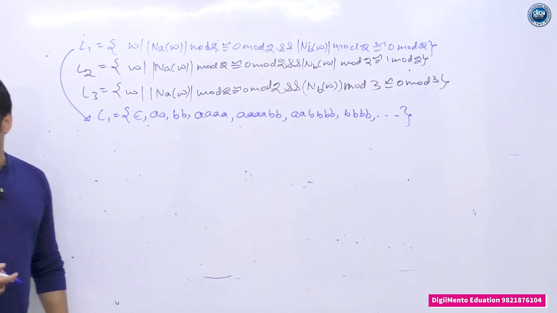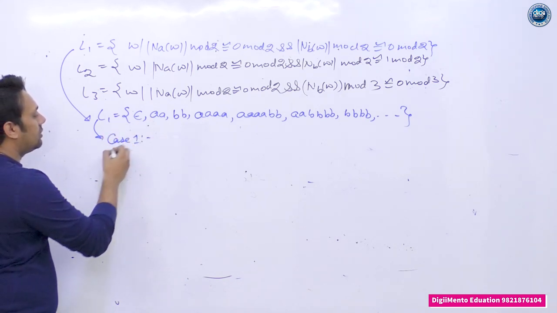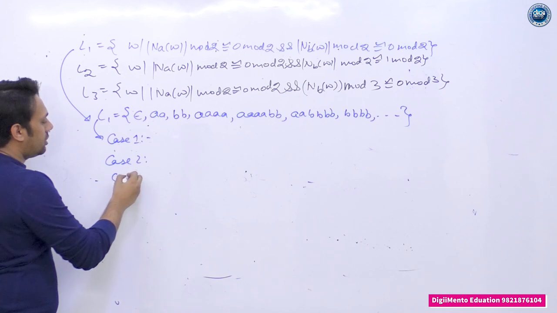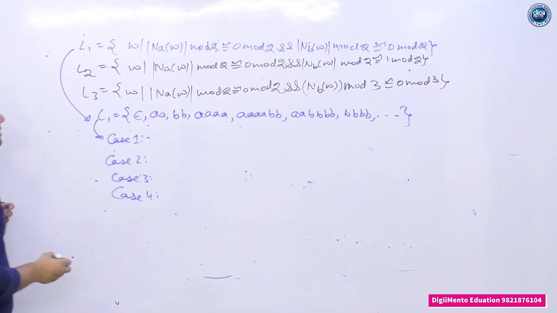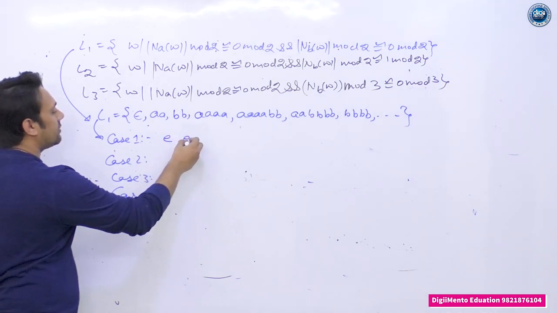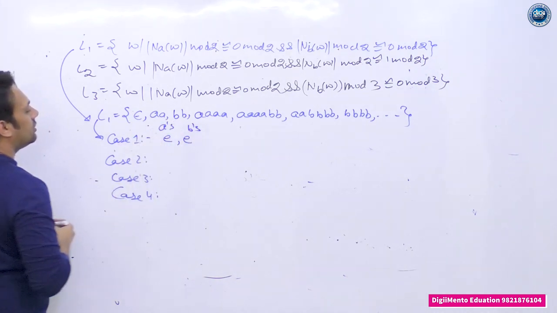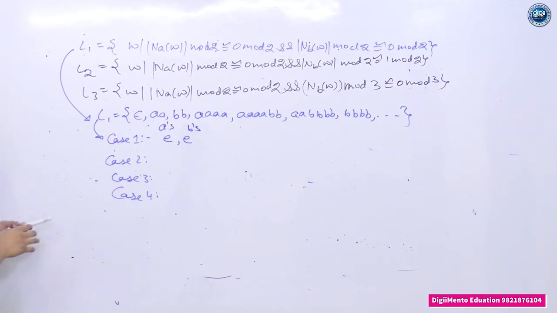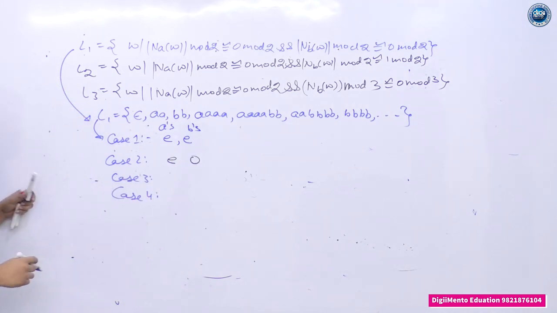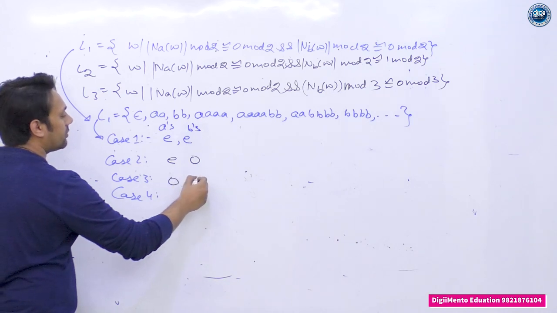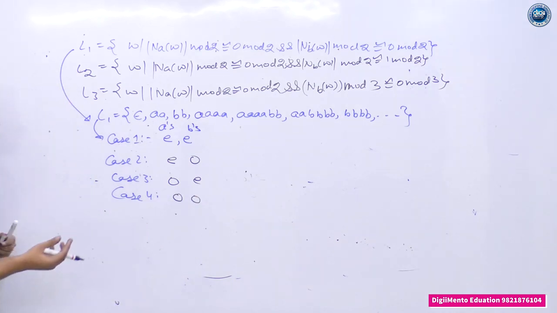If you look at this problem, we can have 4 cases here. Case number 1 says when number of A's is even as well as number of B's is even. This is for the A's and this is for the B's. Case number 2 says when number of A's is even, number of B's is odd. Case number 3 says when the number of A's is odd, number of B's is even. Case number 4 says when both of them are odd. So basically we can have only 4 cases here.